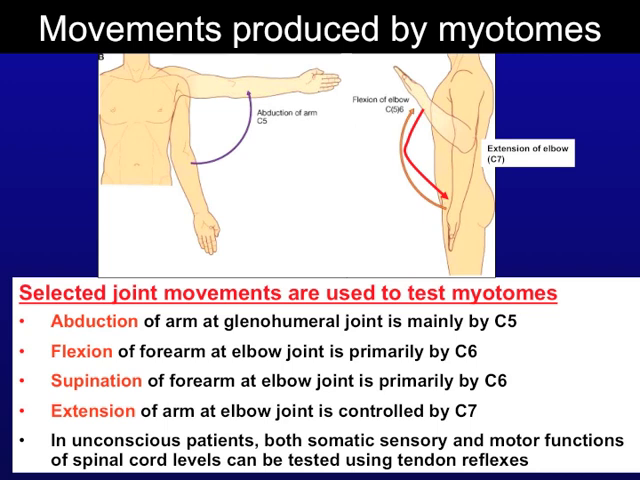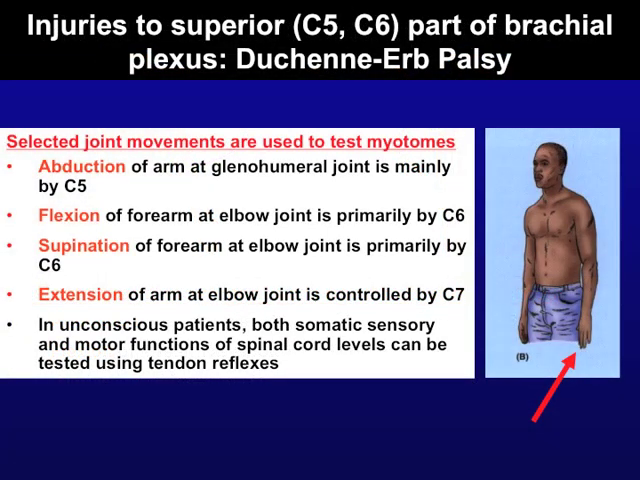Further, even if a patient is unconscious, the physician can surmise the level of the lesion by testing for tendon reflexes at the appropriate locations. And finally, now that we have discussed what is meant by Duchenne-Erb palsy, let's look again at the patient and remind ourselves how they should present.